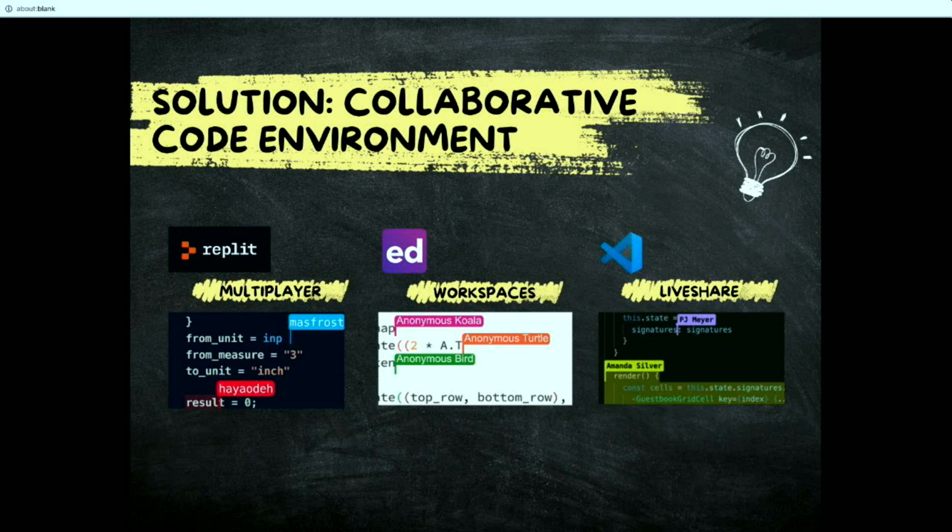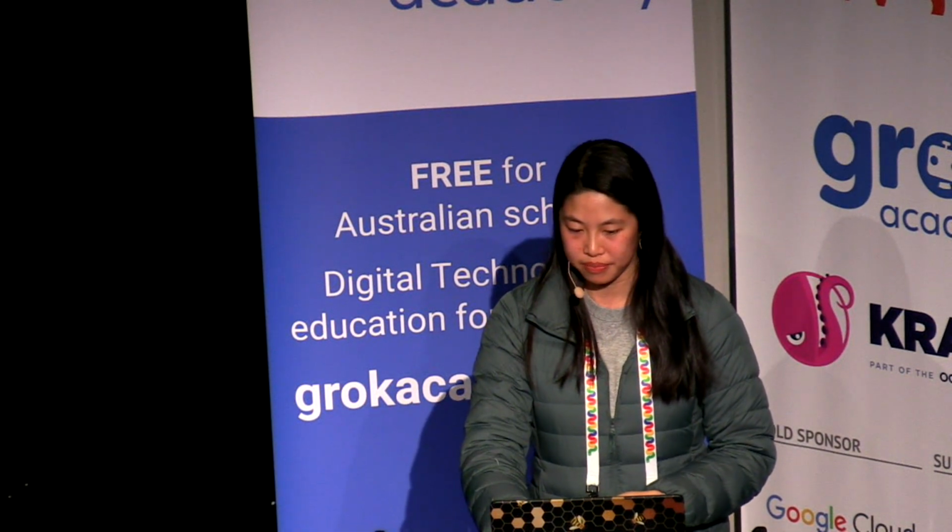At our university, we're using Ed, and Ed has these things called workspaces, which again, they just have all their code in one place. They all jump into the workspace and you can see them all typing. So if you look at the diagrams, I'm not sure if they're too small, you have an anonymous koala, a turtle, and a bird, and they're all typing away. Okay. So even though I'm going to talk about what we do with Ed, all the lessons I'm going to share are probably easily translatable to a lot of these other platforms.